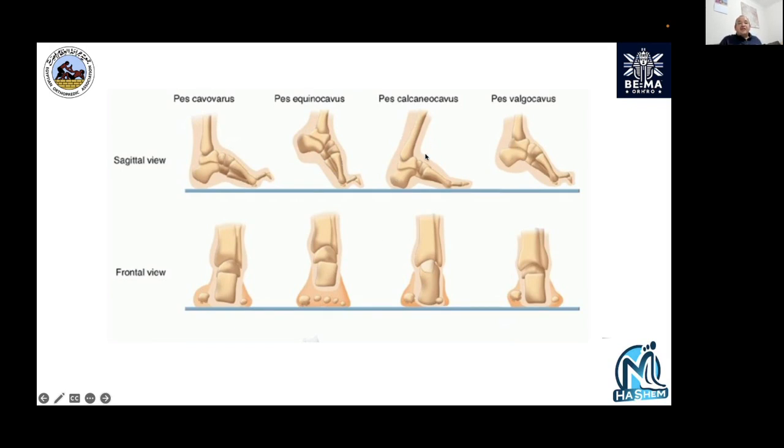And Pes calcaneo-cavus, as you can see, so the calcaneum means the calcaneal pitch is very high. The calcaneum is dorsiflexed, and the forefoot is plantar flexed, and this will have the highest arch. Then there is Pes valgocavus, and basically this is about the position of the hind foot. So the hind foot, rather than being in varus, will be in valgus, while still the midfoot is in plantar flexion.